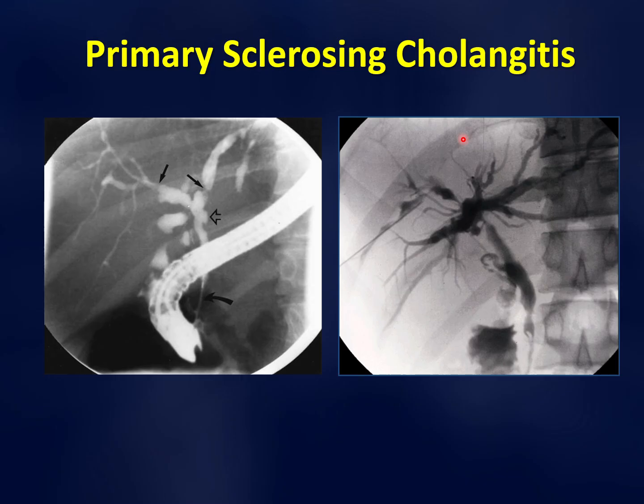These are epidemiological findings. Okay, so a very dreaded complication, more prevalent in ulcerative colitis, and you need magnetic resonance cholangiopancreatography or endoscopic retrograde cholangiopancreatography to image the bile ducts and confirm there is inflammation in them.